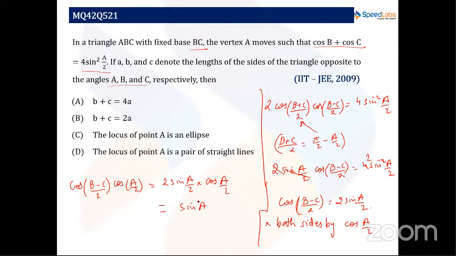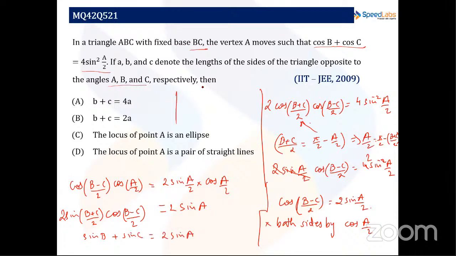And now for A by 2, we know that A by 2 will be equal to pi by 2 minus (B plus C) by 2. So again, cos A by 2 will be cos (pi by 2 minus (B plus C) by 2), and cos (pi by 2 minus theta) is sin theta. So we will be getting sin (B plus C) by 2 into cos (B minus C) by 2. And we know that if we multiply 2 on both sides, then this value is sin B plus sin C equals 2 sin A.